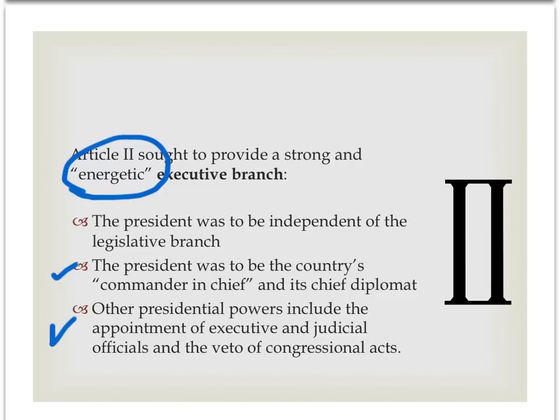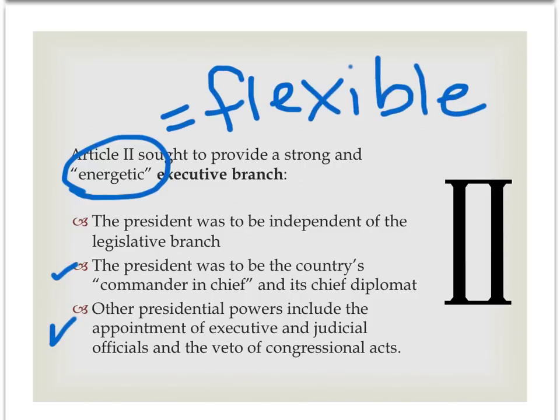What does energetic mean? Does it mean he's going to go jogging around the White House? I don't think so. I would define energetic as flexible. They wanted the president to have the flexibility to do what was necessary to meet the needs of a nation at various times. And so that's why his vesting clause is much broader and vaguer.